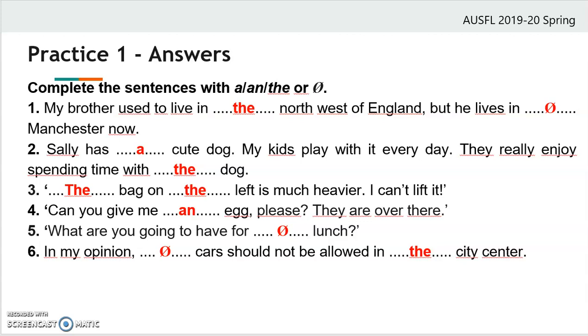The bag on the left is much heavier. I can't lift it. Here, the first blank should be the, because the speaker is talking about a specific bag that he or she can't lift. And on the left is a specific phrase with a preposition. We need the here.